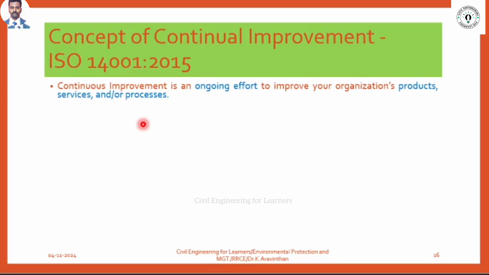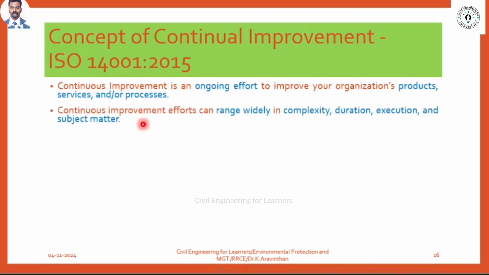Continual improvement is for three phenomena. What are they? For product, for service and for process. So these three things come under this and apply for large applications, consisting of complexity and duration. Continual improvement has to be applied for duration also. What is the time taken for manufacturing a product? That you can reduce.